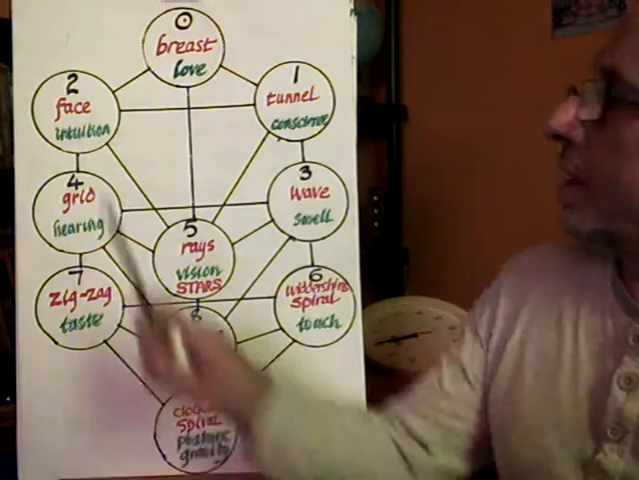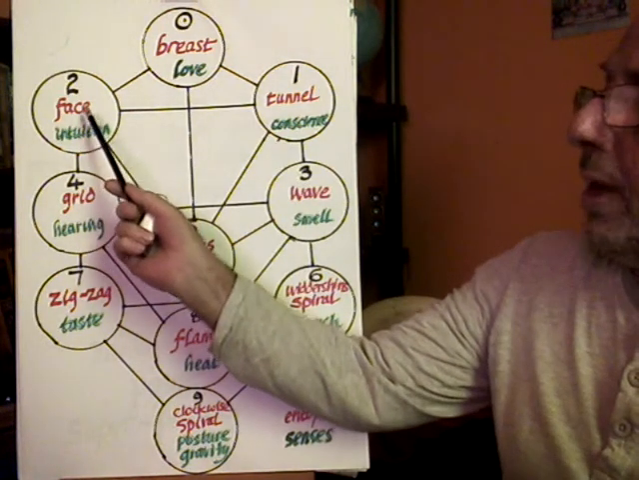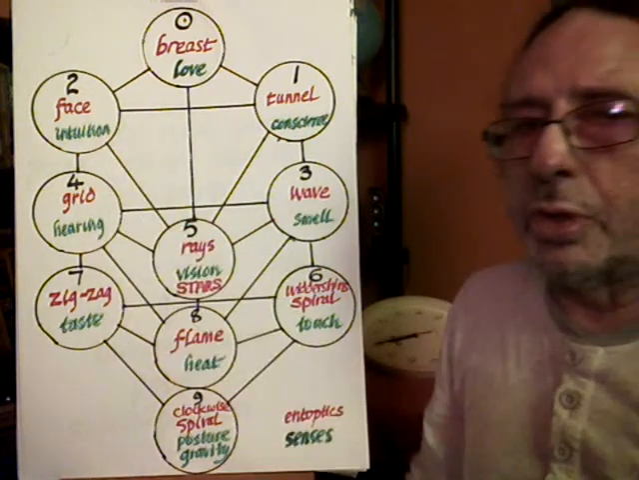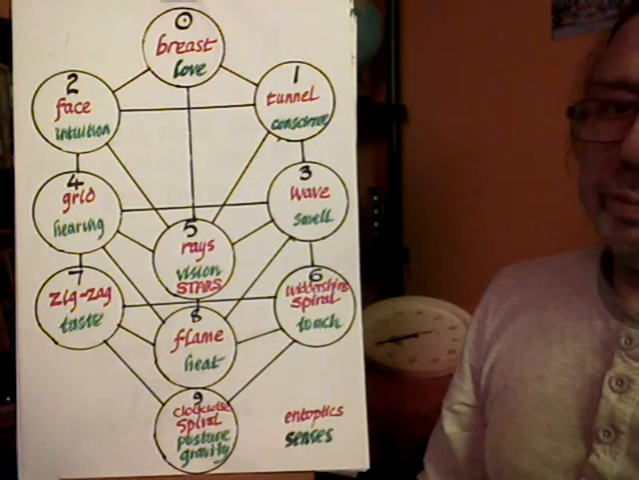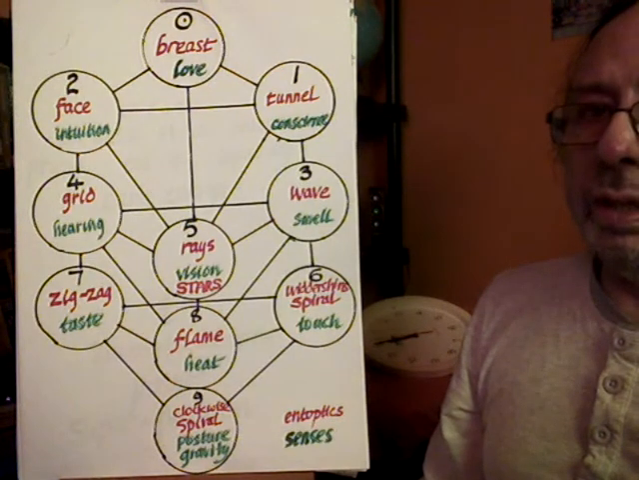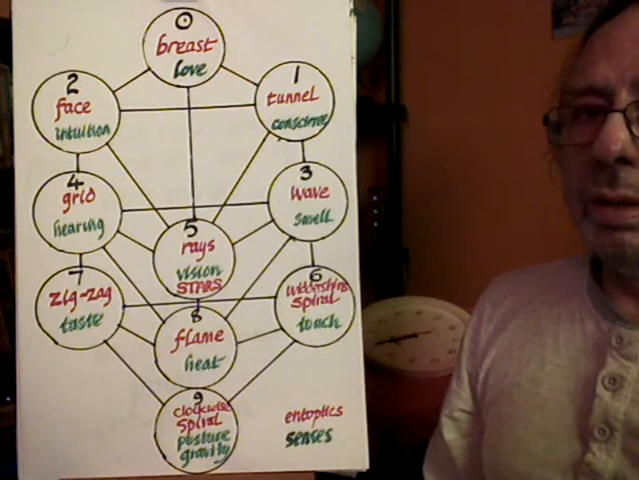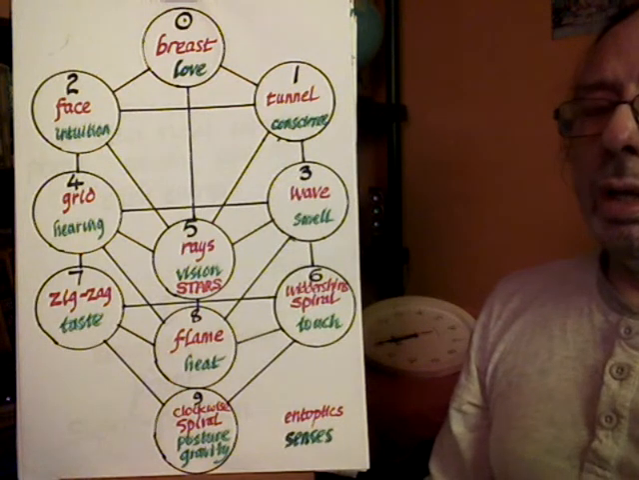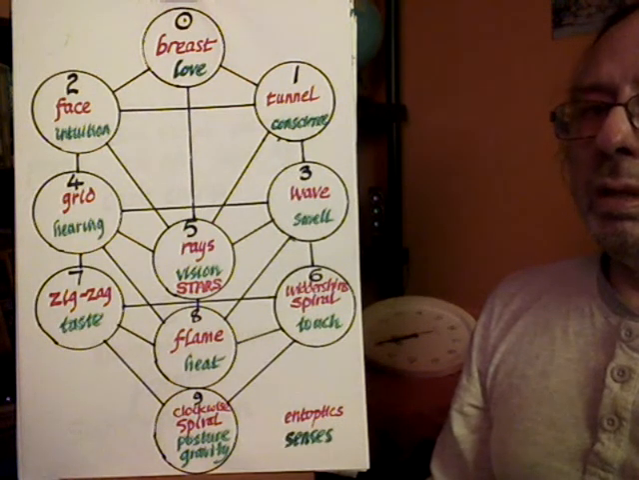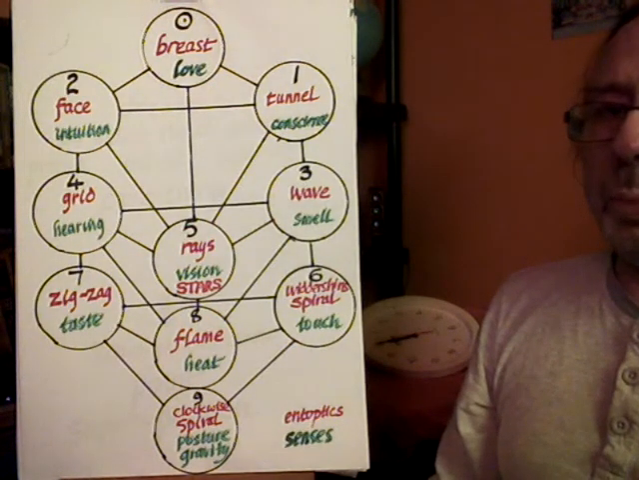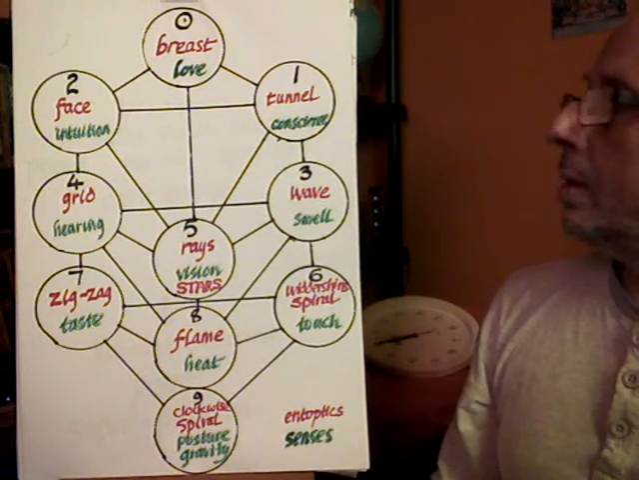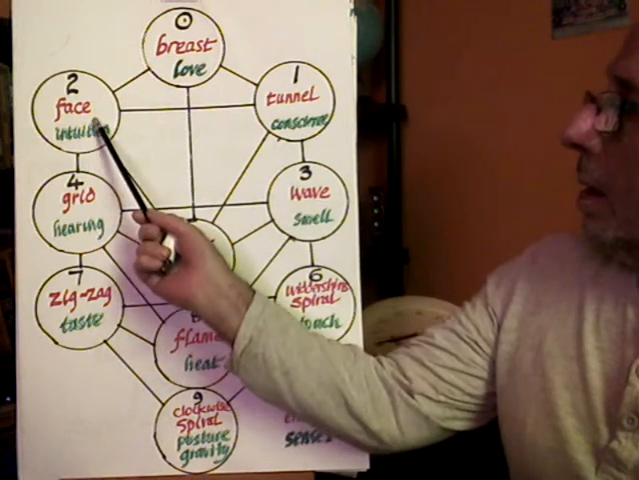And remember, this is the second dimension. So this is the face entoptic, which is surfaces, seeing the surfaces. 17 is focusing on the face, and then 18 is responding appropriately to what you see on the face.